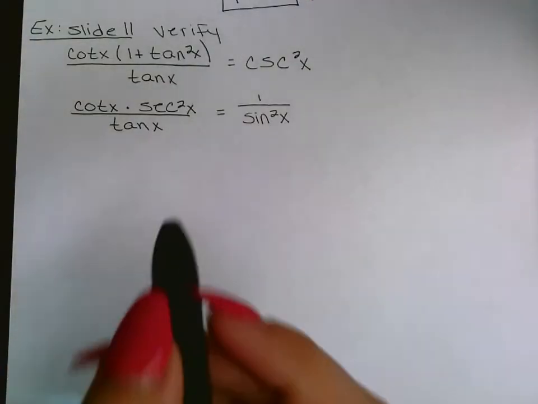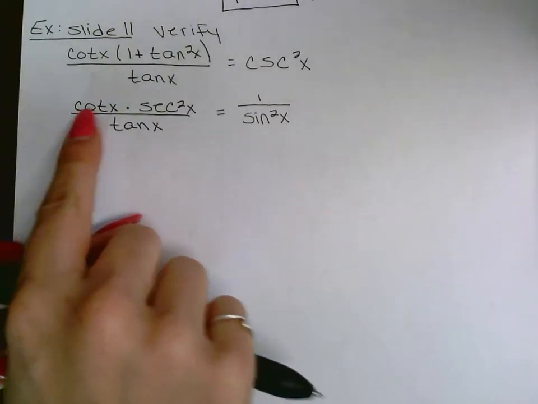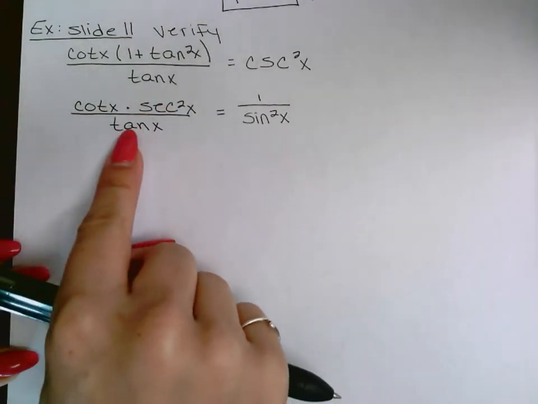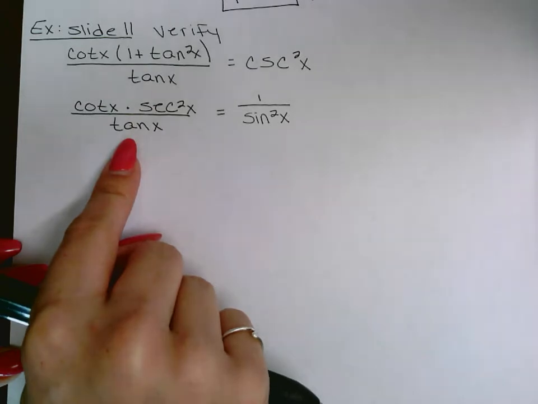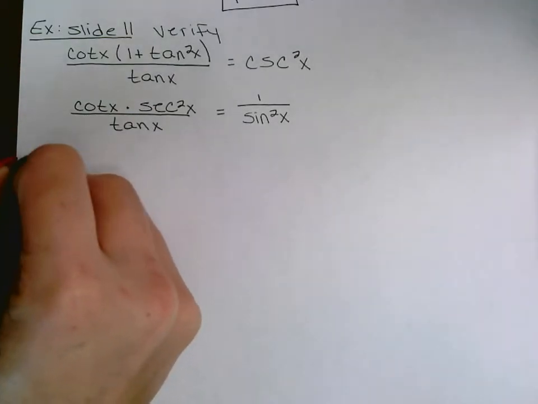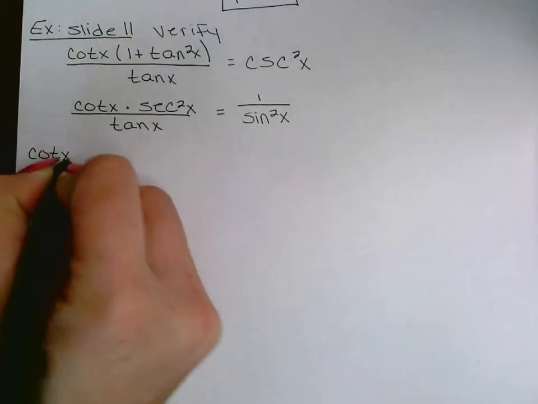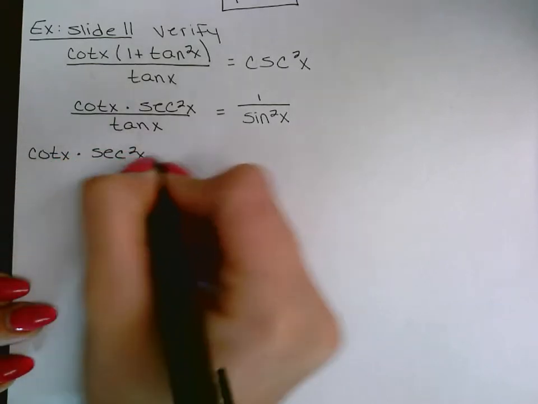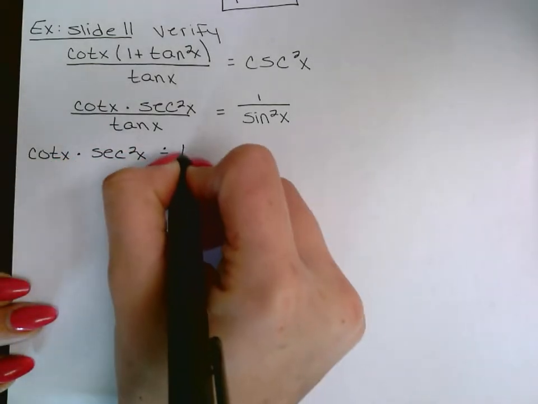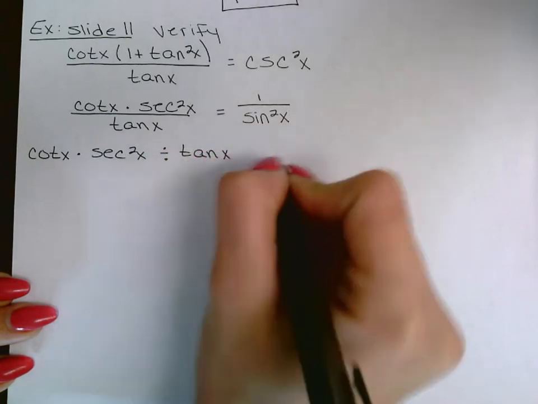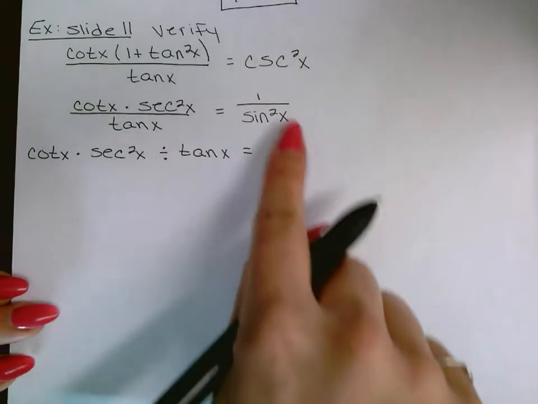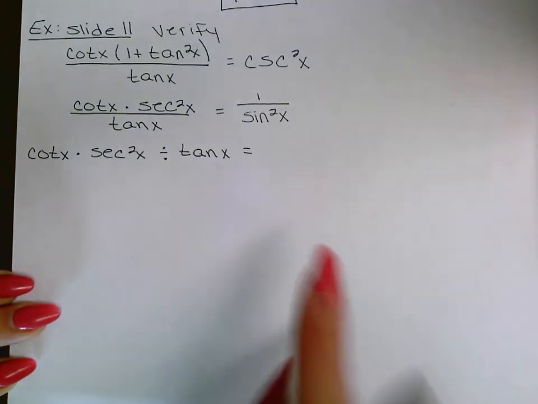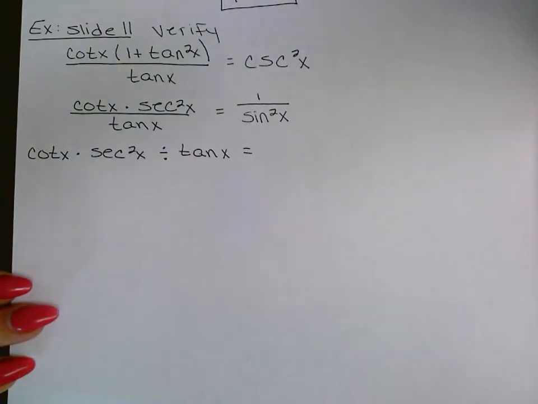So for my next step, so that I start seeing things a little cleaner, I know I'm going to change these to sines and cosines, which would make fractions within a fraction. So I'm going to take a minute and write cotangent of x times secant squared of x divided by tangent of x. Okay, and my right side's going to stay the same, so I'm just going to draw an arrow down so I don't have to waste too much time.